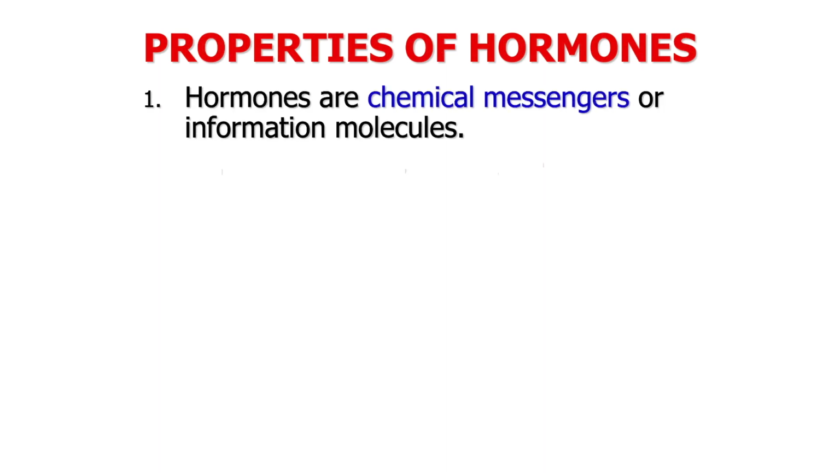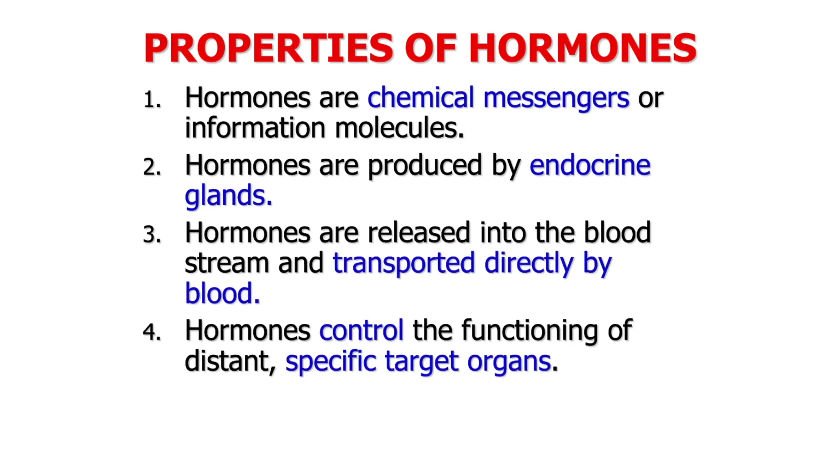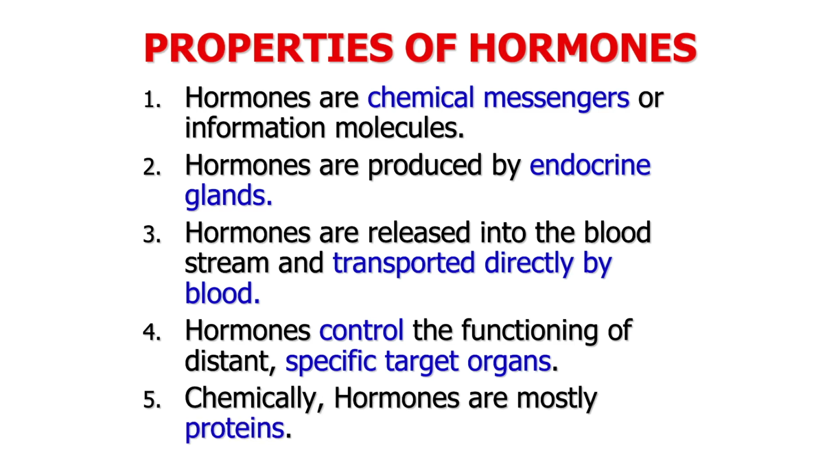Next point was regarding the 12 properties of hormones, and the 12 properties of hormones are that hormones are chemical messengers produced by endocrine glands, released directly into the bloodstream. They control the functioning of distant specific target organs. Chemically, most of them are proteins. Once again, all of them are not proteins. They can be amines, they can be fats when they are called steroids. Most of the time, however, they are proteins.